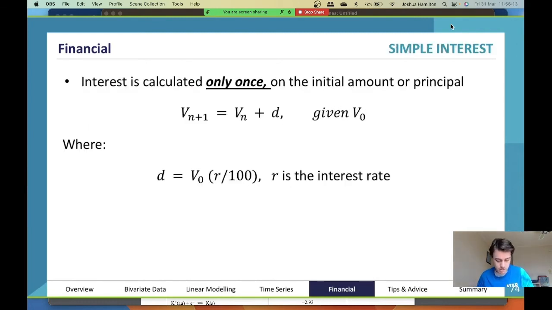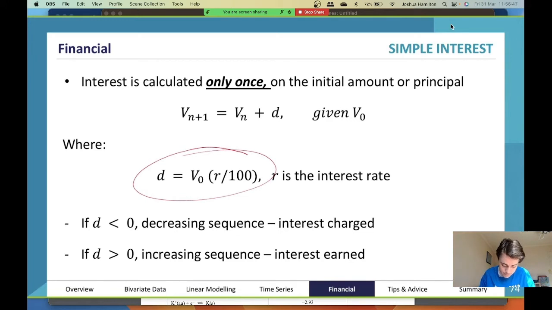So let's go through each of the different types of interest. We're going to go through simple interest and then compound interest. And then we'll go through our depreciations after. So we'll start off with simple interest. Simple interest is, as it says, simple. This shouldn't be difficult. Interest is calculated only once on the initial amount of the principal. So essentially, the D value here is using this formula here. The best way to go through this is an example, but essentially, interest is earned on the original value, and it's added every time.